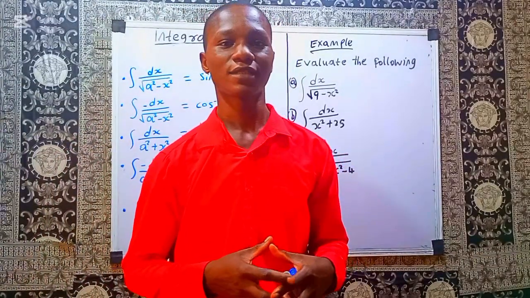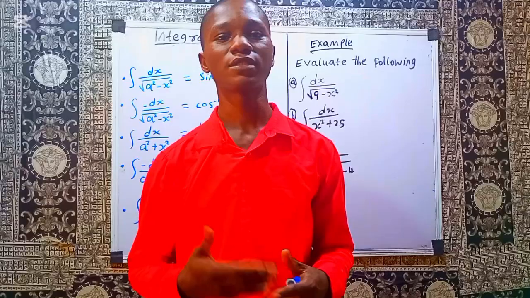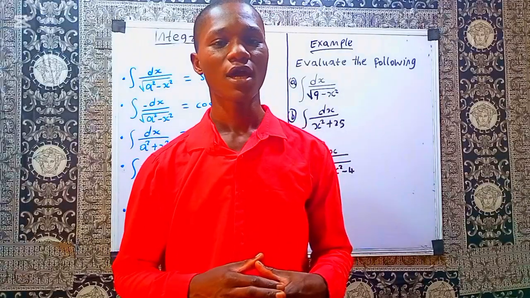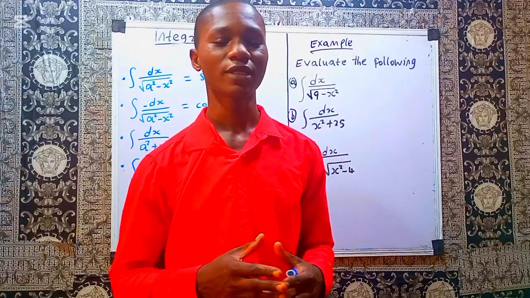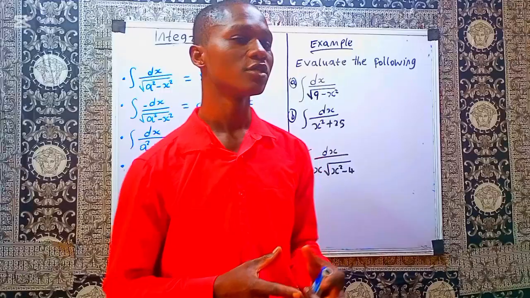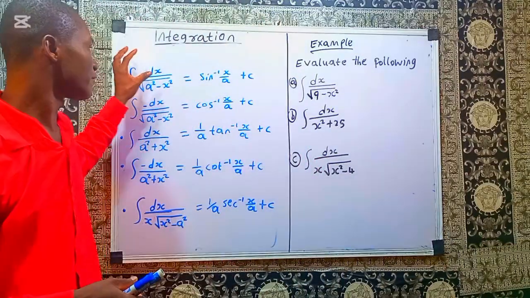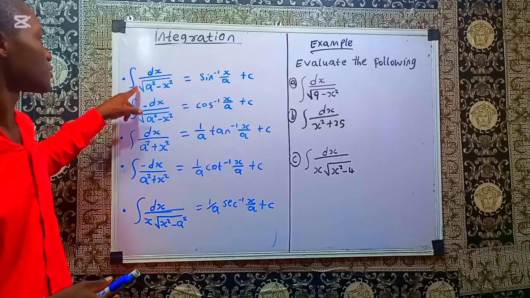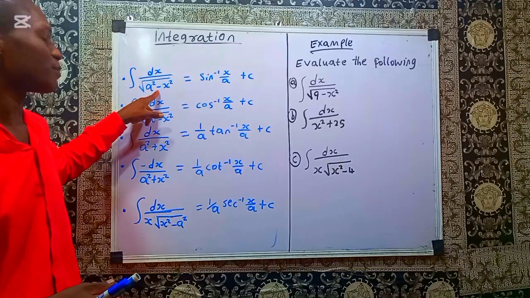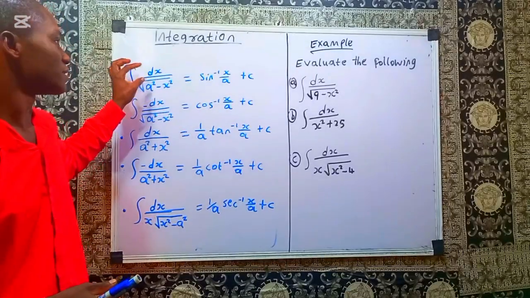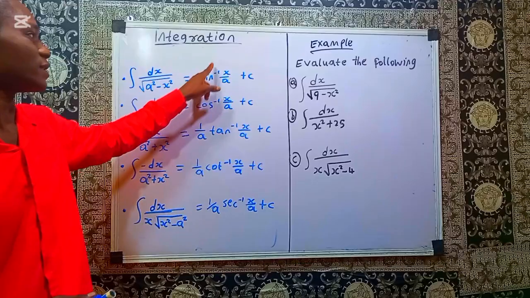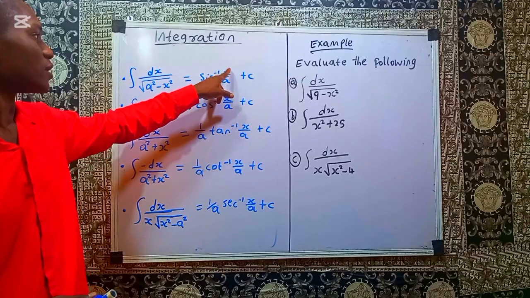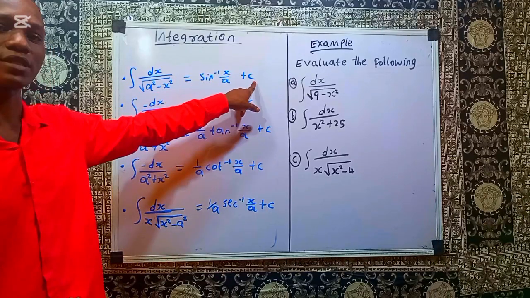This is a mathematics class, and today we are here to study this topic again, integration. In particular, we'll be looking at integrals of the following form. We have the integral of 1 over the square root of a squared minus x squared. Then the result will be sine inverse of x over a plus c.